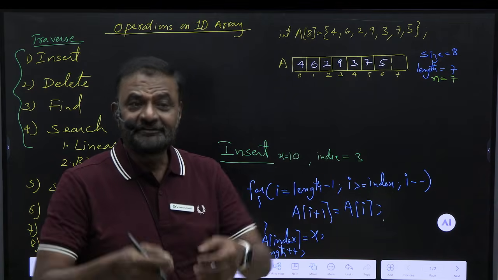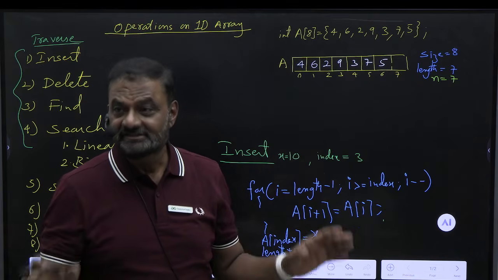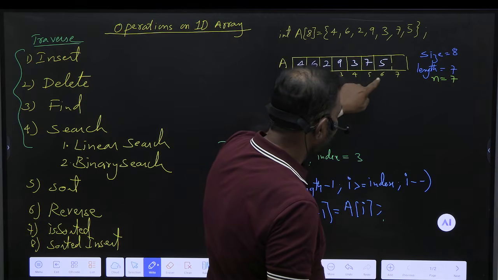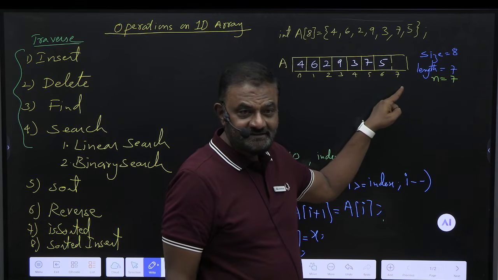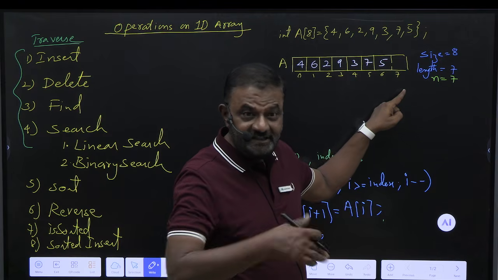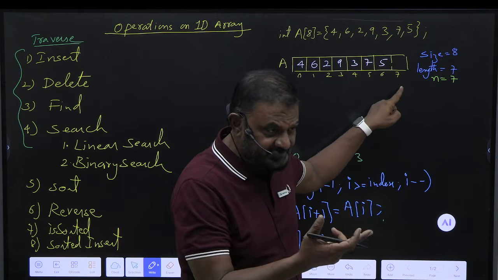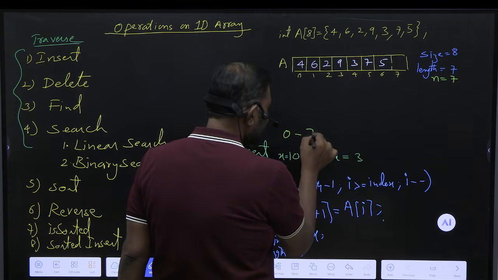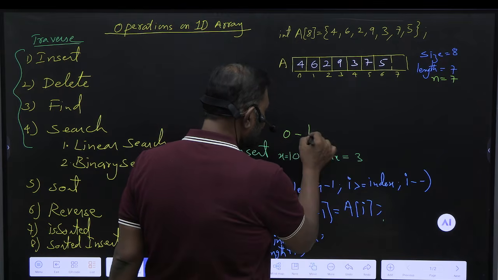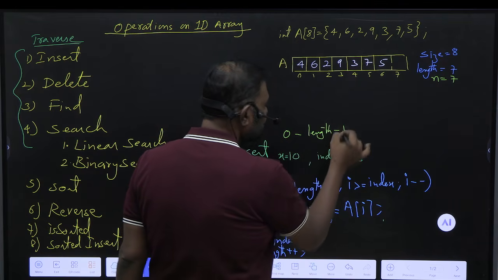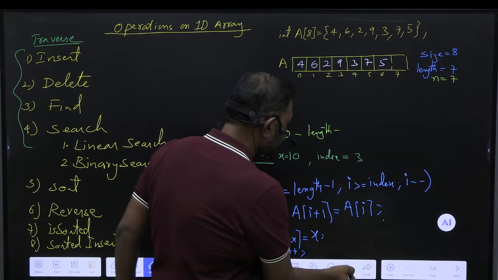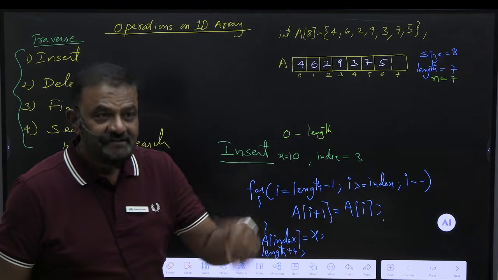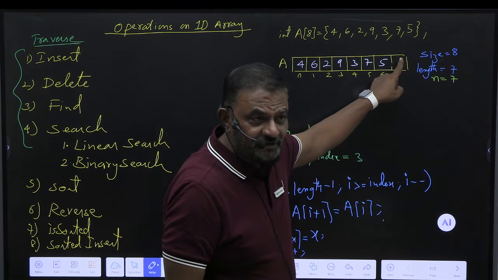All right. If I want to insert a new element, what are the positions available? I can insert a new element at 0, 1, 2, 3, 4, 5, 6, as well as at 7. There is a free space. So the allowed spaces are from 0 to 7. So what is 7? Length minus 1? No, just length. 0 to length. Length is 7. I can insert a new element at the last also.